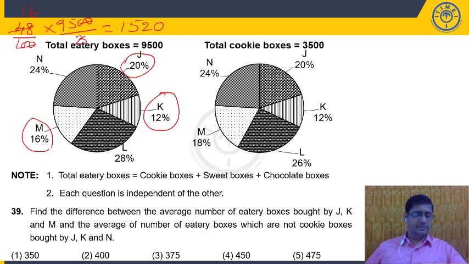Now what is the next part here? The second part, J, K, N, not cookies. Not cookies means the total eatery boxes is 9500, cookies is 3500, and the remaining is not cookies. So what do we need to find? J, K, N.